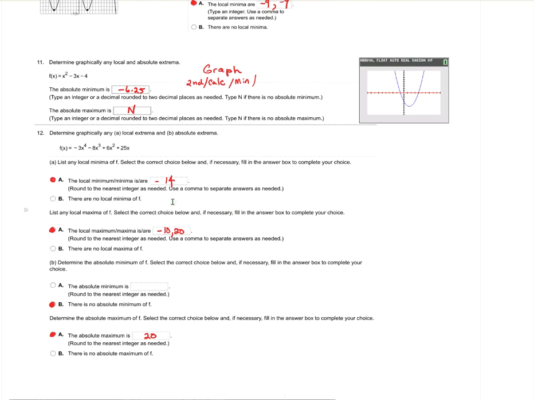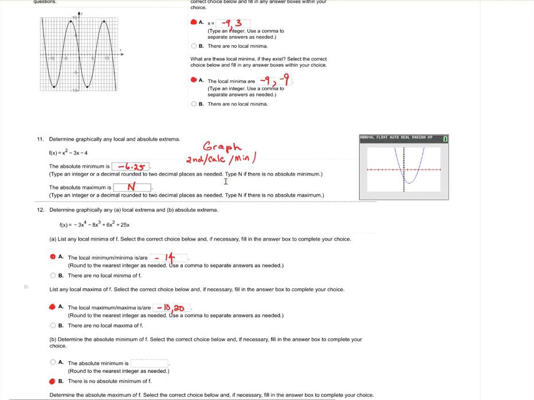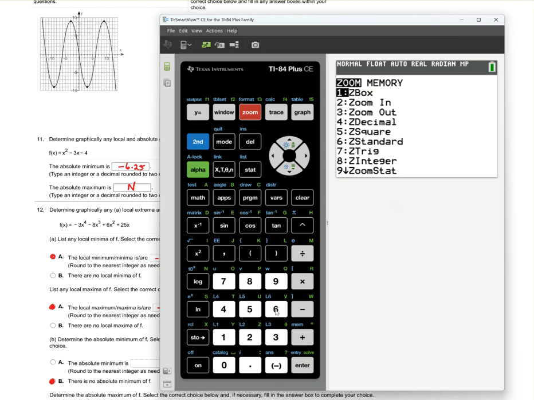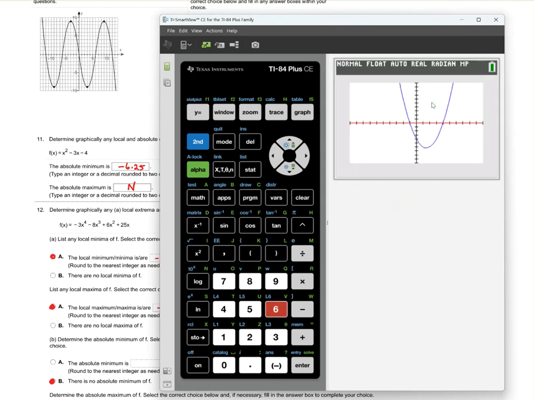11, determine graphically any local and absolute extrema. So you will go to your y equals and put this in. Let me pull the grapher up. I mean, this is the picture, but I'm going to go over how to find that. Okay, I pulled that up and put in our x squared minus 3x minus 4. I'm going to do a zoom 6. That's a standard window, and that's good. We can see the minimum part.